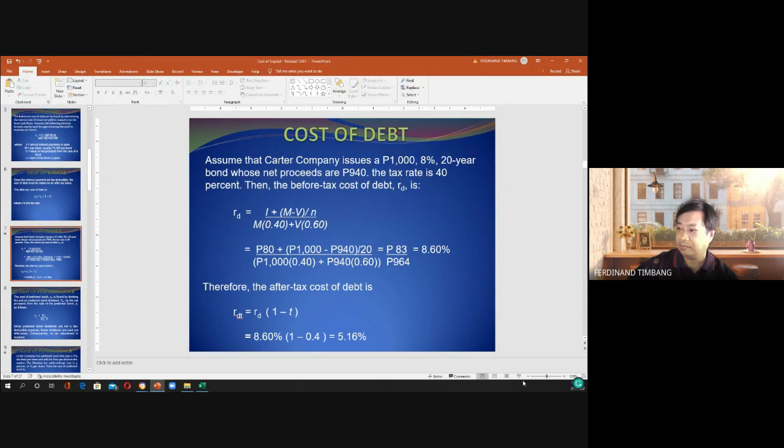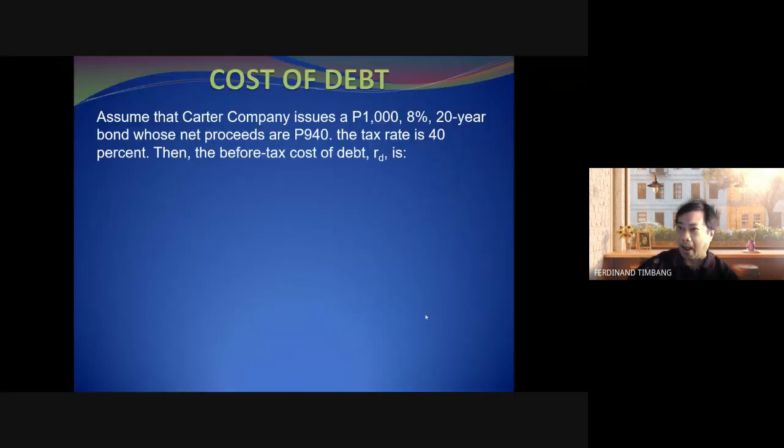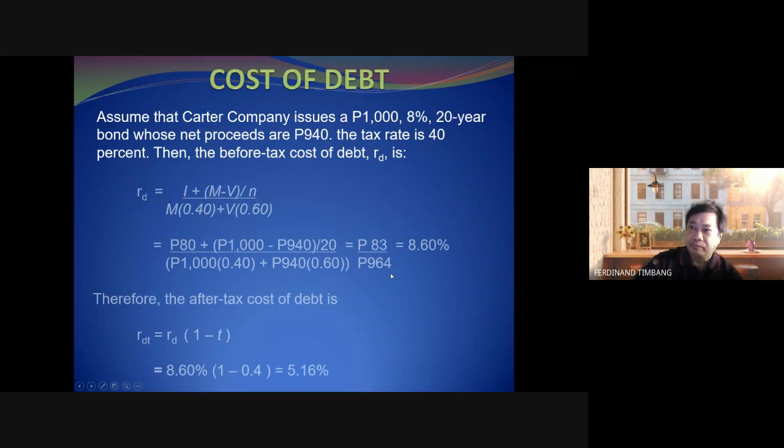Okay, so yan. So we have I is equivalent to M minus V divided by N, no? Then we have the M times 0.40 plus the V times 0.60. So once we compute now for the coupon payment, we have 8% times 1,000. So that is 80. And then we have the face value of the bond, which is 1,000. And this one is the issue price of the bond.